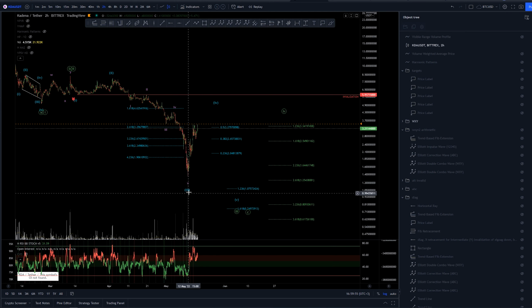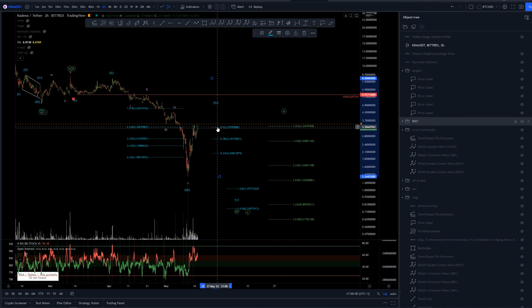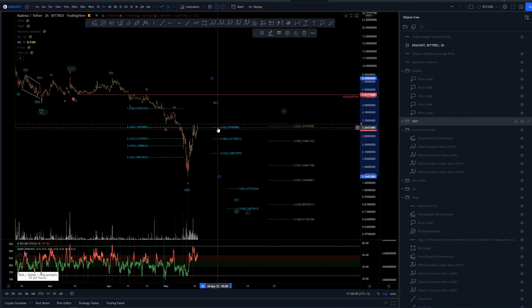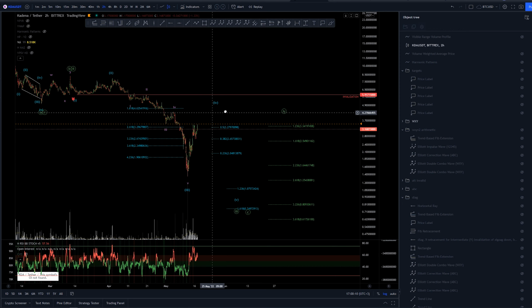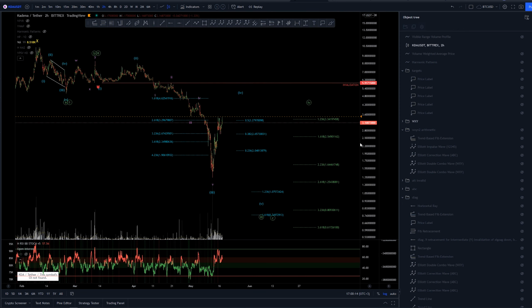Now however, if we place the third here, we are still going to have some issues. We've already come up above the 0.5 retracement of this wave 3, which is definitely not likely. It decreases the likeliness of this count for sure.